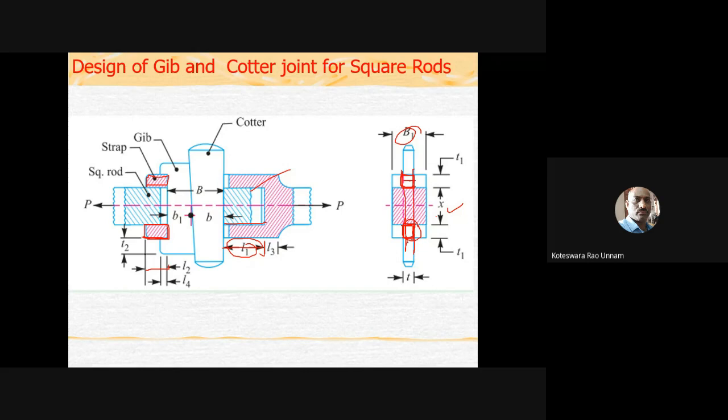So what is this area now? This dimension is T1, and the length here is L2. So L2 into T1 is the shear area if it is a single shear. In case it is double shear, you have to take 2 into L2 into T1, and since you have one more area here, you need to multiply this also. That is 2 into L2 into T1. That's what I have written here in the slide.